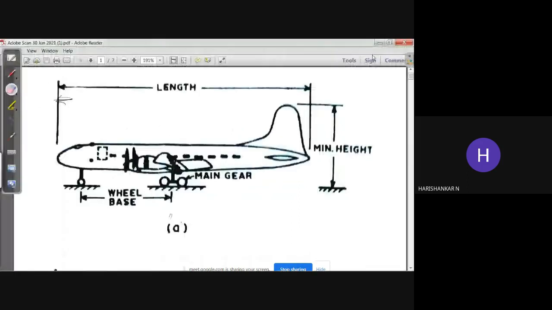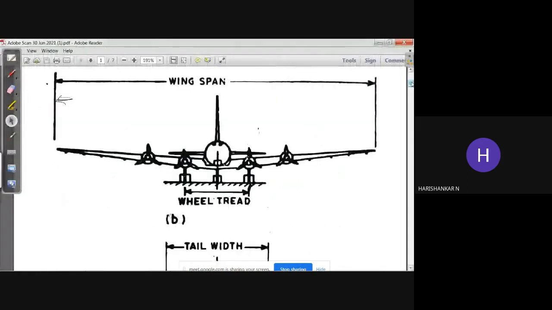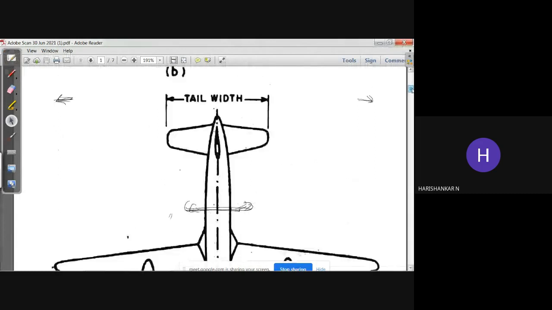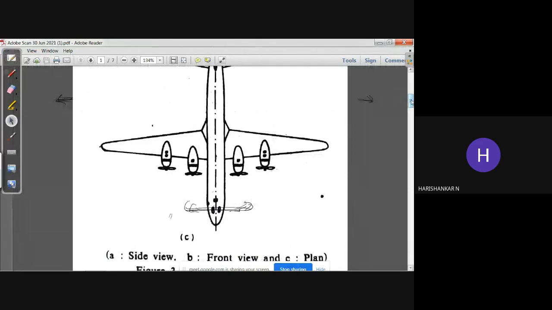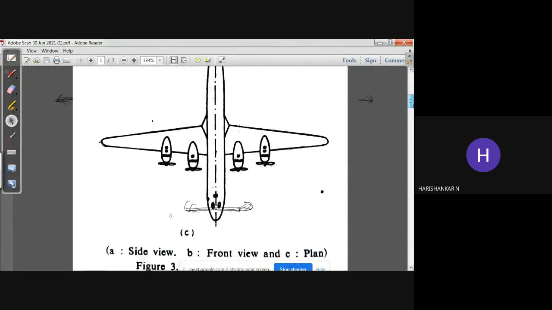Now if you go to the front view, then you can see the wingspan. The wingspan is the distance between the two tips of the wings of the aircraft. What about the wheel tread? Wheel tread means the width between the two sideways wheels of the aircraft. So that is the width. These are the dimensions, and the tail width you can see from here. All of this is directly observable from the class note. I hope no further discussion is needed.